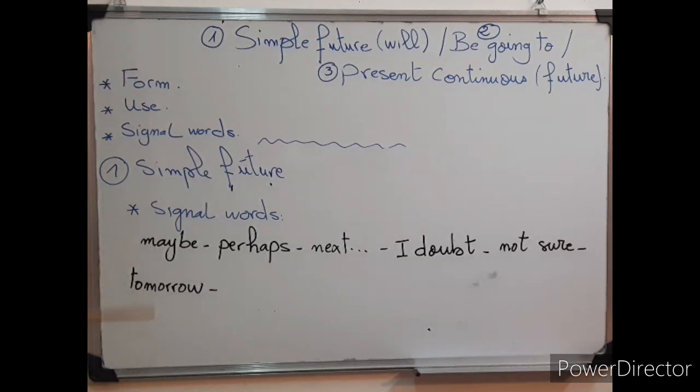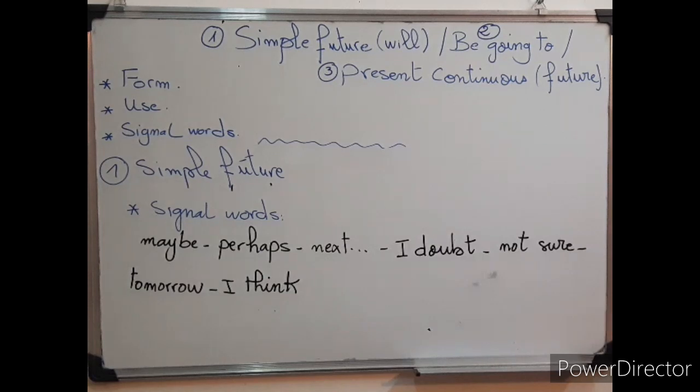So let's give some signal words concerning simple future, or future in general. For simple future, for example, since we said we use it for intentions that are not sure, donc on parle de choses qui ne sont pas sûres. So sometimes you find maybe, perhaps: these two are synonyms. Next year, next day, next week, next summer, etc. I doubt, I think, not sure, pas sûr, tomorrow, demain, and I think, je crois.